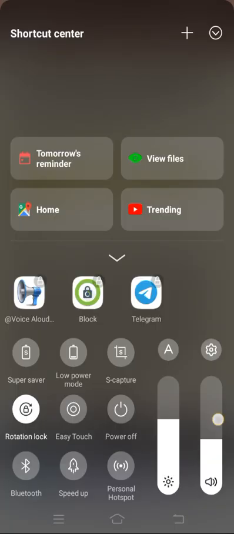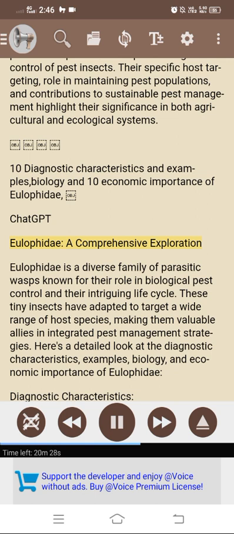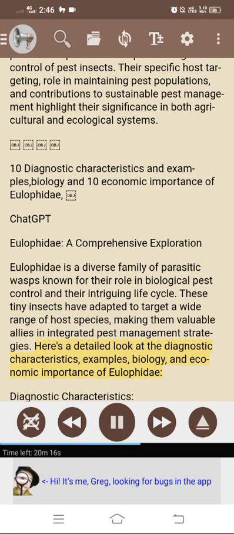Ten diagnostic characteristics and examples, biology, and ten economic importance of Eulophidae. A comprehensive exploration. Eulophidae is a diverse family of parasitic wasps known for their role in biological pest control and their intriguing life cycle. These tiny insects have adapted to target a wide range of host species, making them valuable allies in integrated pest management strategies. Here's a detailed look at the diagnostic characteristics, examples, biology, and economic importance of Eulophidae.